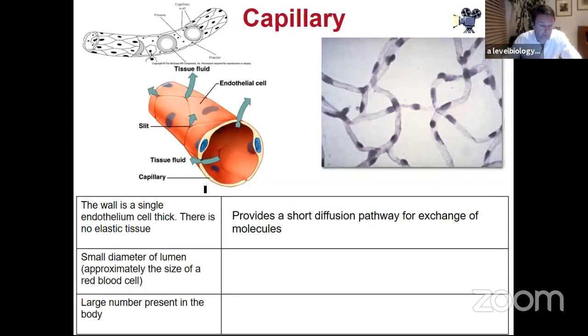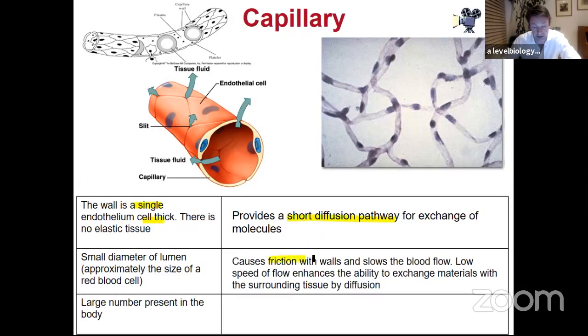Okay, functions of the capillary. A single cell thick, which gives you a short distance for diffusion. Small diameter of the lumen gives you friction and slows the blood down. Slowing the blood down means you've got a better chance of exchange. And you've got a very large number, so this gives you a large surface area for the exchange of oxygen and carbon dioxide and blood plasma.